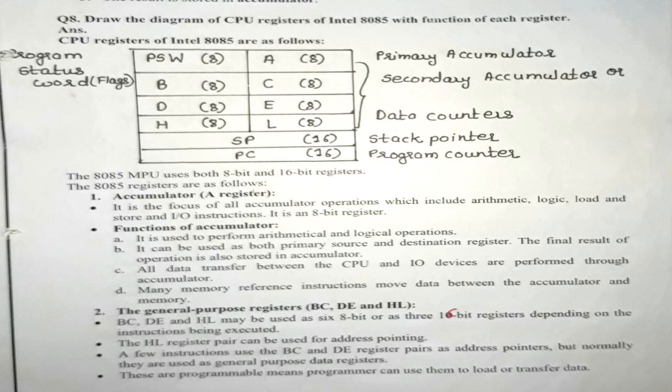After that, the last question actually, we are having the functions of the accumulator. So basically the accumulator is used to perform arithmetic and logical operations. It can be used as both primary source and destination register. The final result of an operation is also stored in the accumulator. All the data transfer between the CPU and input-output devices is performed through the accumulator. Many memory reference instructions move data between the accumulator and memory.